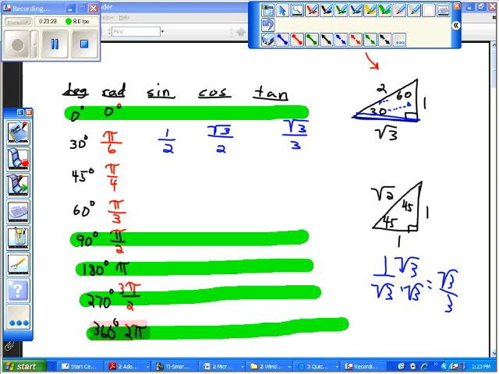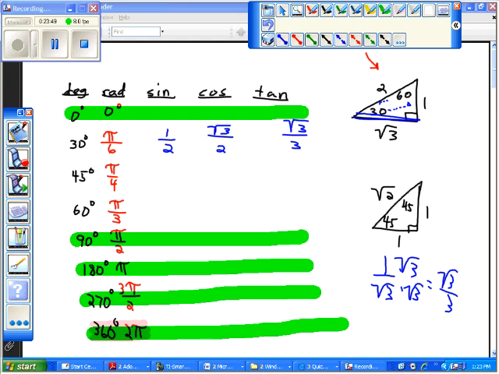So tangent 30 is square root 3 over 3. So I could just ask you out of the blue, what's sine 30? Half. Cosine 30, square root 3 over 2. Tangent 30, square root 3 over 3. Just boom, boom, boom, boom, boom. Okay? So we discovered it. Now we are supposed to memorize it.